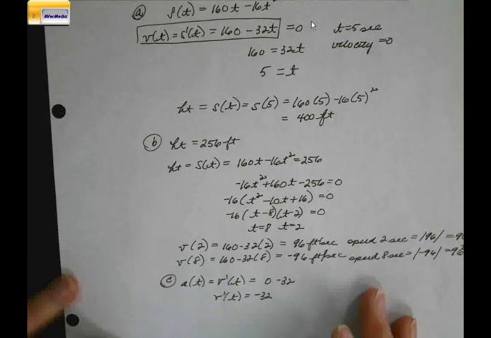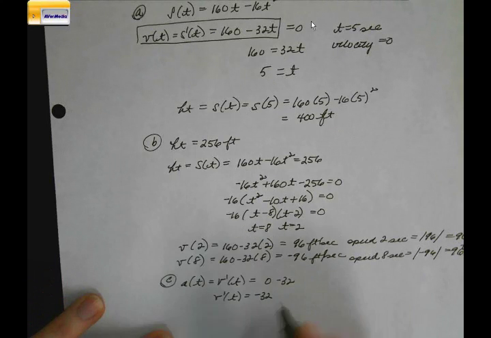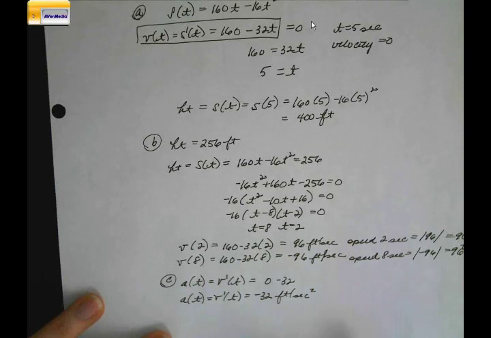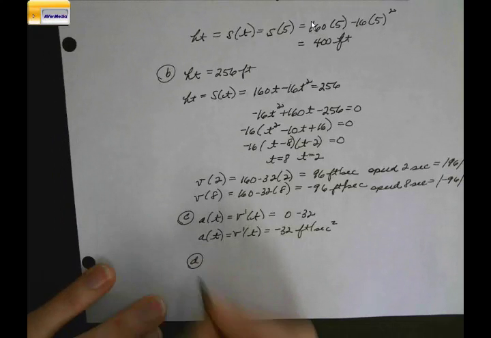Oh, right, that's acceleration. I'm sorry, that's acceleration, not velocity. This is acceleration, this is a of t. Okay, negative 32 feet per second squared. That makes sense, doesn't it? Now we're making a little more sense. Gravitational pull.